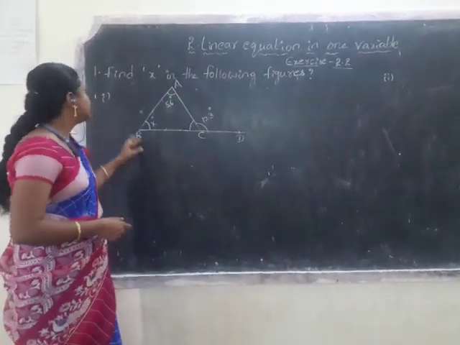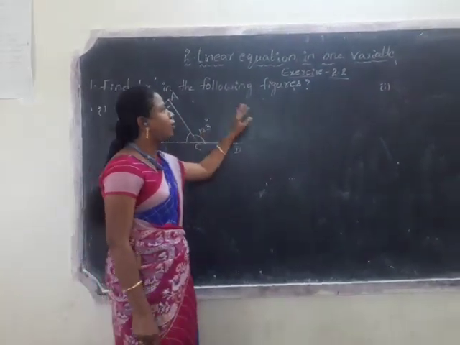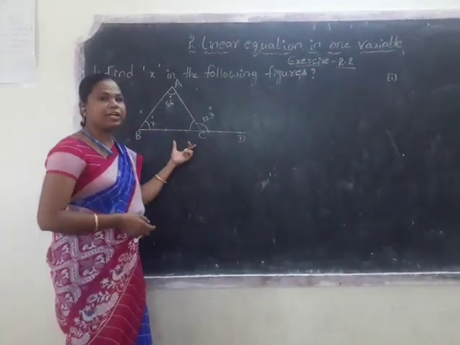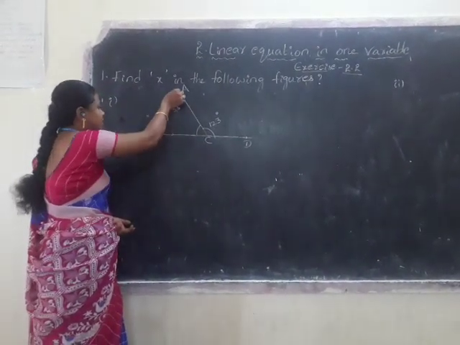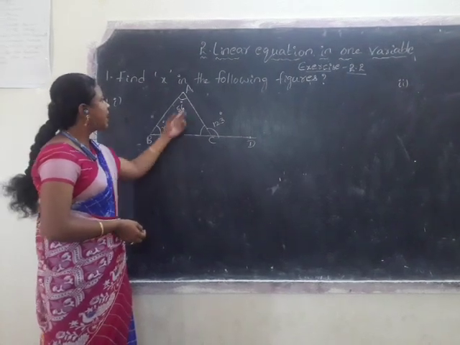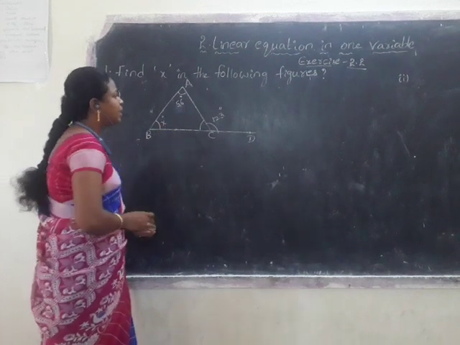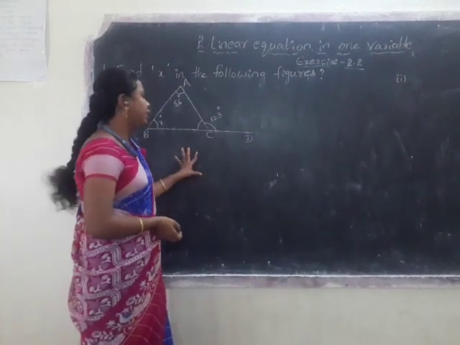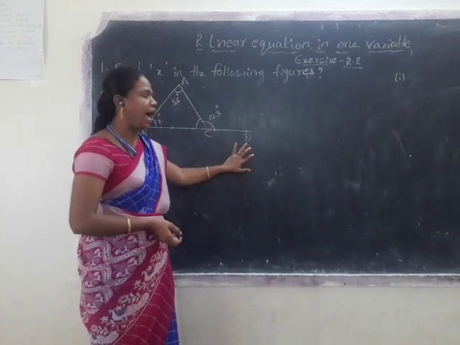Okay, students? The first problem is: find x in the following figures. Look at the board. We observe this triangle ABC. In triangle ABC, angle A is 56 degrees and angle B is x degrees. And this is the exterior angle of the triangle. Angle ACD is an exterior angle.